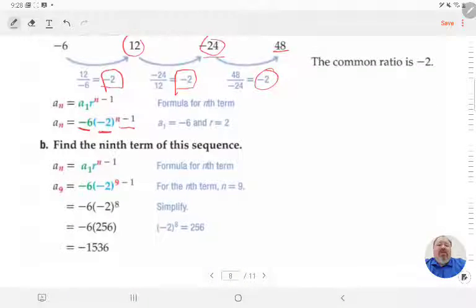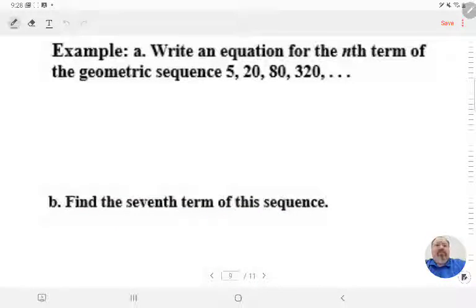So the first thing I'm going to do is find negative 2 to the 8th power, which would be 256. Then I would take negative 6 times the 256, and I end up with negative 1,536 as the 9th term of the sequence. Okay? All right. So here we are to write an equation for the nth term of the geometric sequence.